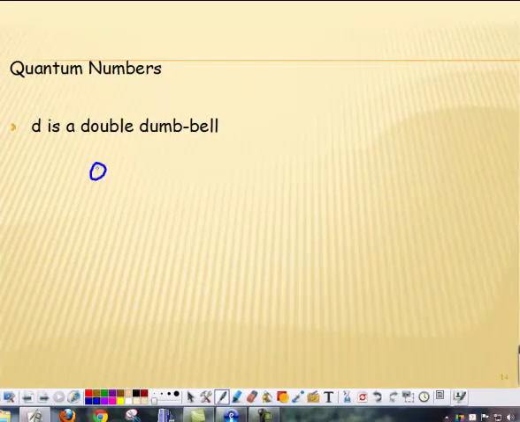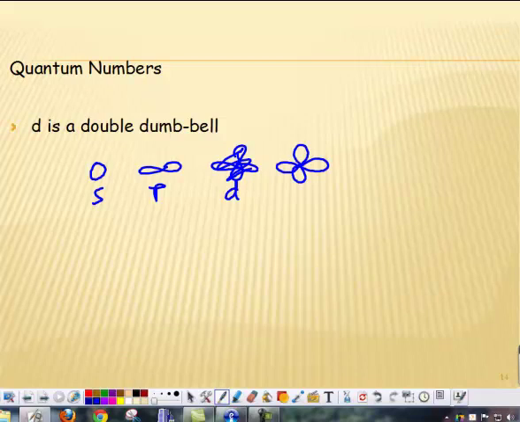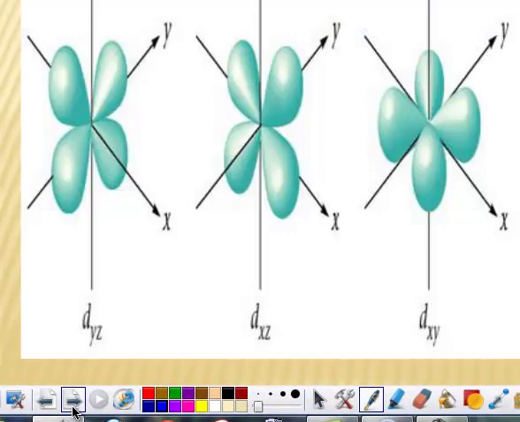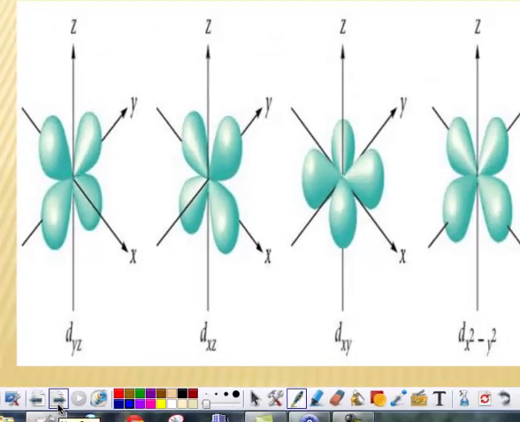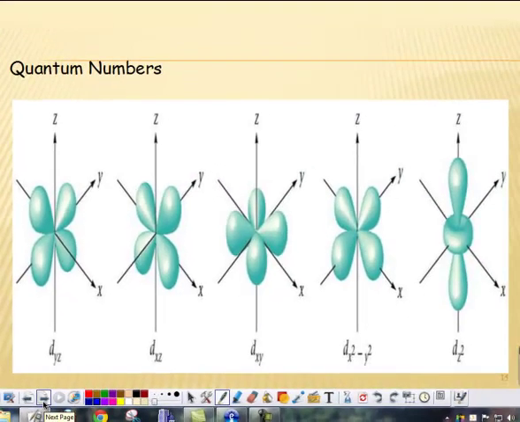All right, so we have S is spherical. The P is dumbbell shaped. The D we call double dumbbell shaped. That was a really pathetic drawing. Like so. Again, the limit of my artistic ability. There we go. So now we see what we're really looking at here are areas of electron density. The S had 1 area. It was just spherical. The P's have 2 areas of electron density. You can see the D's, according to these pictures, have 4 areas of electron density.